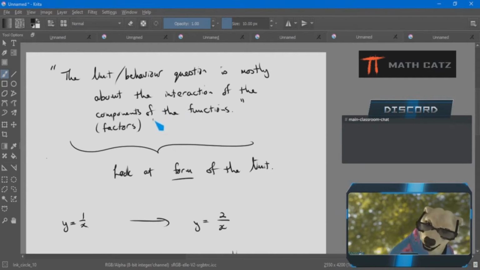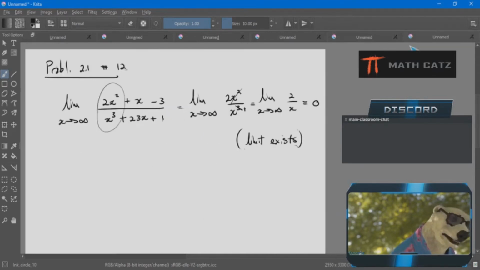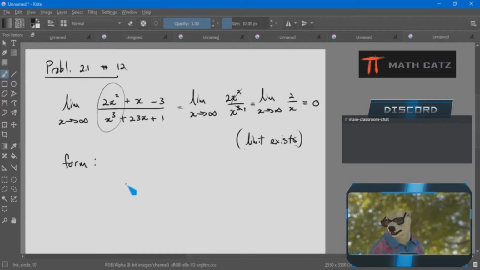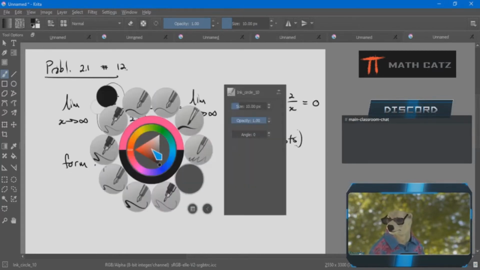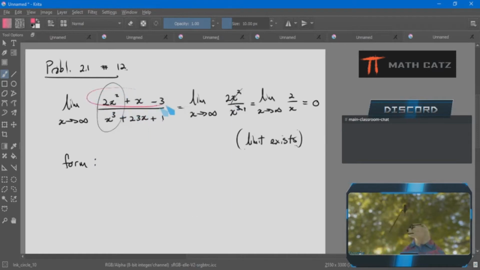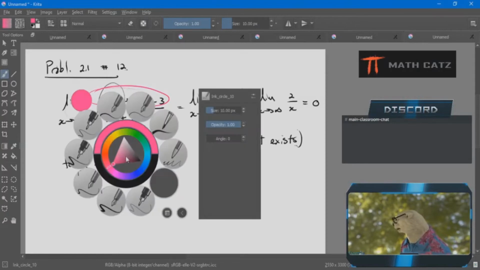To emphasize, the interaction of the pieces is not always so easy. So now, the form of this limit. What do I mean by that? I'll make it pink. Color is always helpful. I have a numerator, and then I have a denominator.